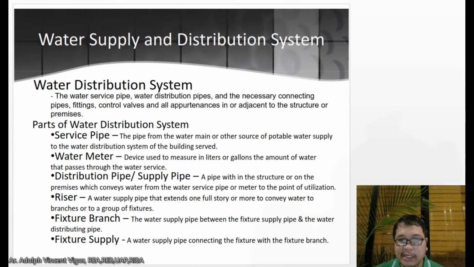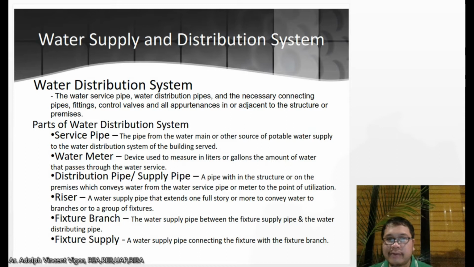Then you have the water meter. It's a device used to measure in liters or gallons the amount of water that passes through the water service. I guess a lot of you are familiar with water meters already in your own homes. And you have the distribution pipe or supply pipe, a pipe in the structure or on the premises which conveys water from the water service pipe or meter to the point of utilization. Then you have a riser, a water supply pipe that extends one full story or more to convey water to branches or to a group of fixtures.